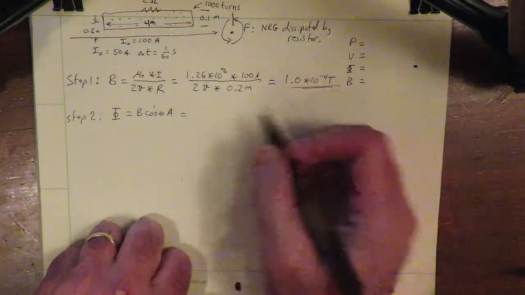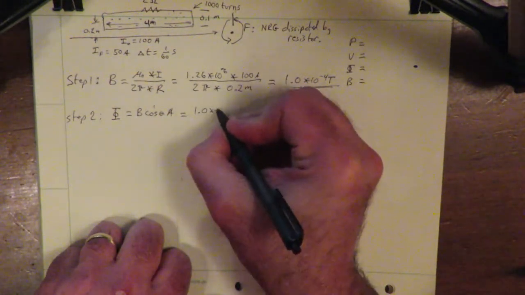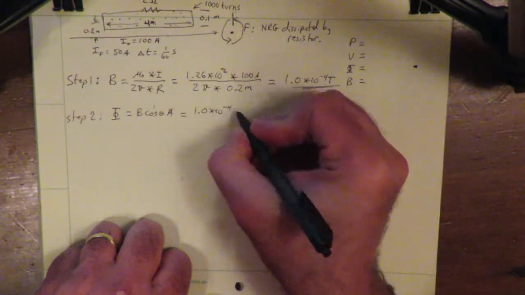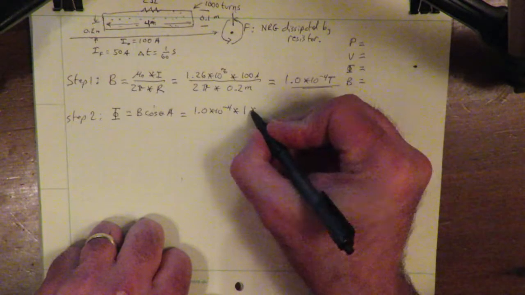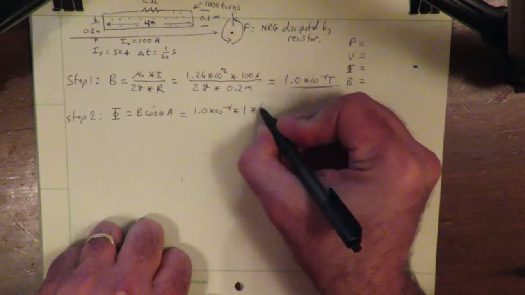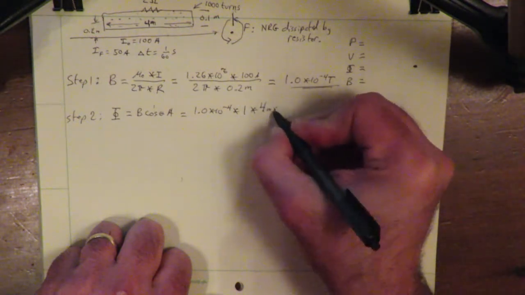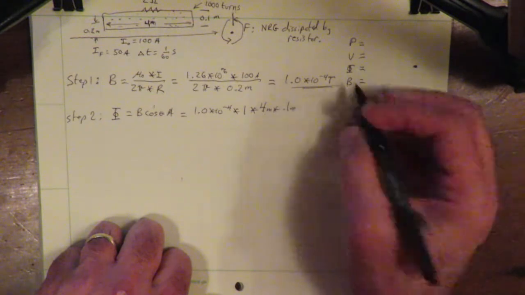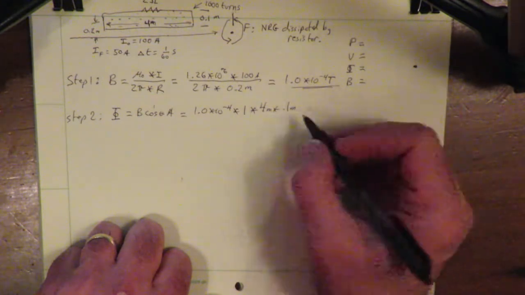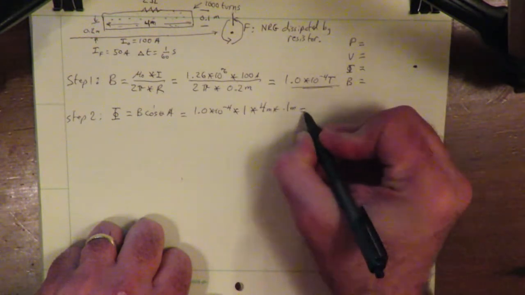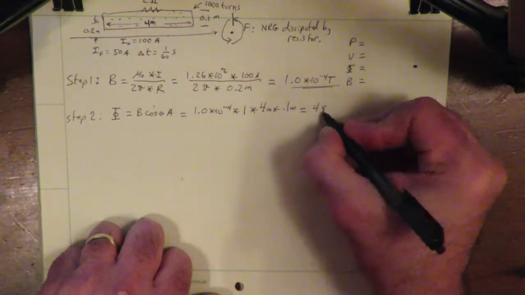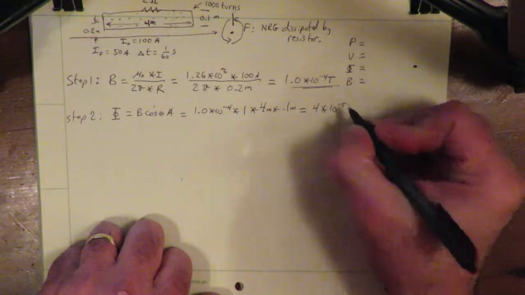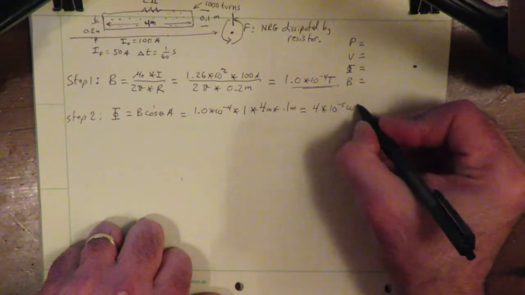So we have our magnetic field 1.0 times 10 to the minus 4th Teslas times 1, because that's the cosine theta, times the area, which is 4 meters times 0.1 meters, comes out to be 0.4 square meters. We multiply all that out, and we get 4 times 10 to the minus 5th Webers.